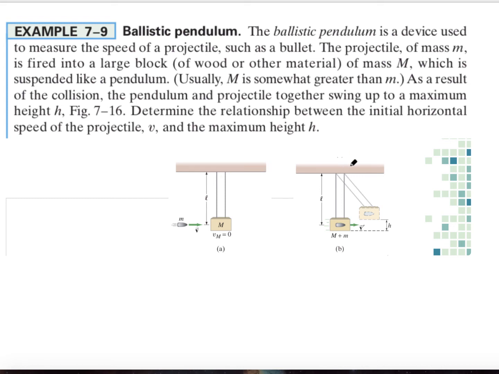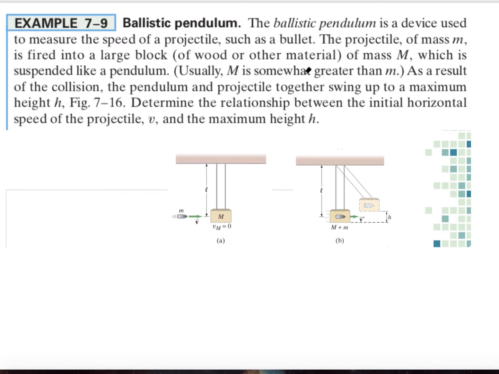Good morning. What we have this morning are several examples of very common collision-based problems. The very first of which is example 7.9 from the notes, and it's something called a ballistic pendulum. As it says, a ballistic pendulum is a device used to measure the speed of a projectile, such as a bullet. The way it works is you fire this bullet into a hanging block, and that block, through conservation of momentum, starts to move, and it will move to a certain height based off of the speed of that block. From there, we can reverse engineer the speed of the bullet.